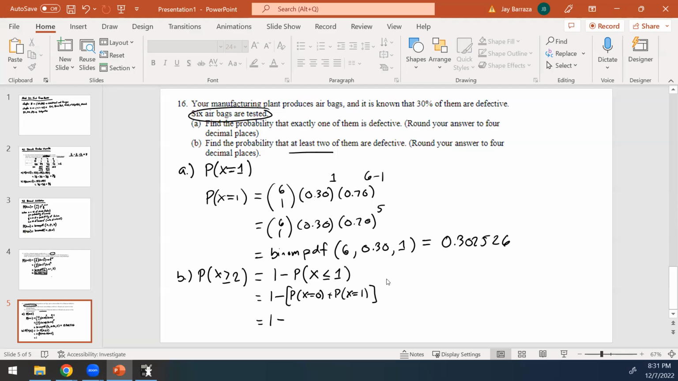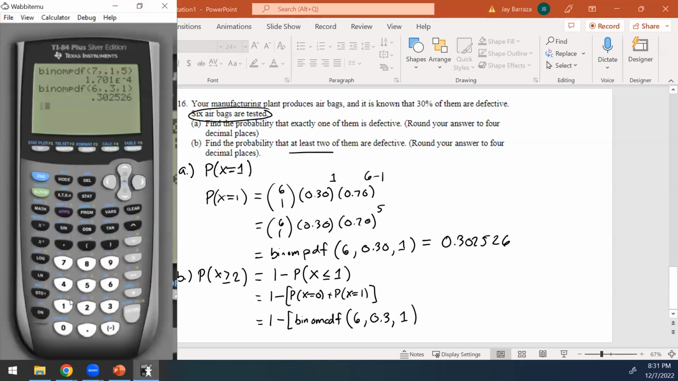So I would do 1 minus binom CDF, and then you're going to do 6 airbags, defective rate, and 1, because this is now 1. So we're going to do 1 minus second distribution, binom CDF, my number of trials is 6, my defective rate is 30%, and my x value is 1, and we get 0.579825.